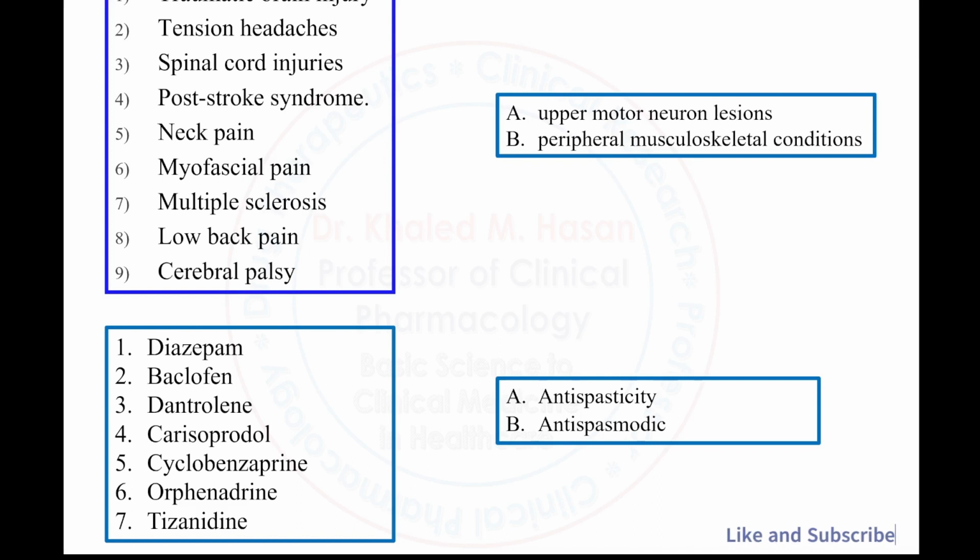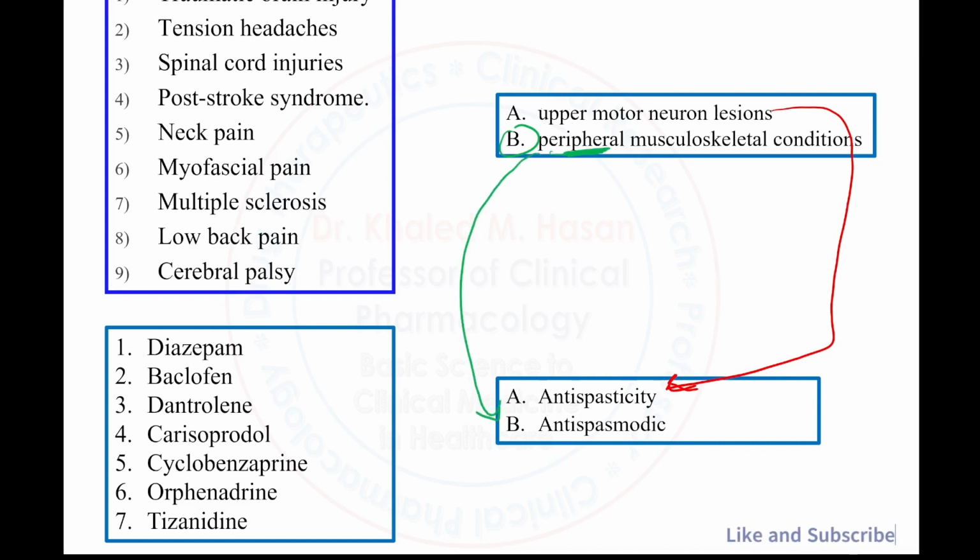Okay, now we have a matching question, or matching statement here, that we need to familiarize ourselves with. We have A and B: spasticity, antispasmodic. Is this related to the upper neuron or the peripheral neuron? A stands for upper motor neuron lesions. This is antispasticity. And if you move to the green one, B, peripheral musculoskeletal condition belongs to B here.